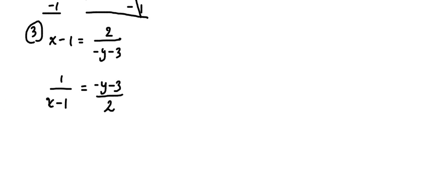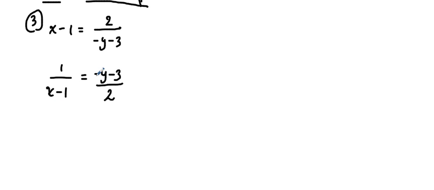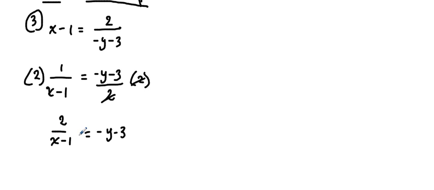Okay, there's a few more steps in order to get the variable y by itself. The next thing we want to do is get rid of this 2 that's in the denominator. And to do that, we are going to multiply both sides of the equation by 2. So if I multiply this side by 2, these 2's will cross out, and I'm going to be left with negative y minus 3. And on this side, if I multiply 1 over x minus 1 by 2, the 2 is going to move into the numerator. So I'm going to have 2 over x minus 1.